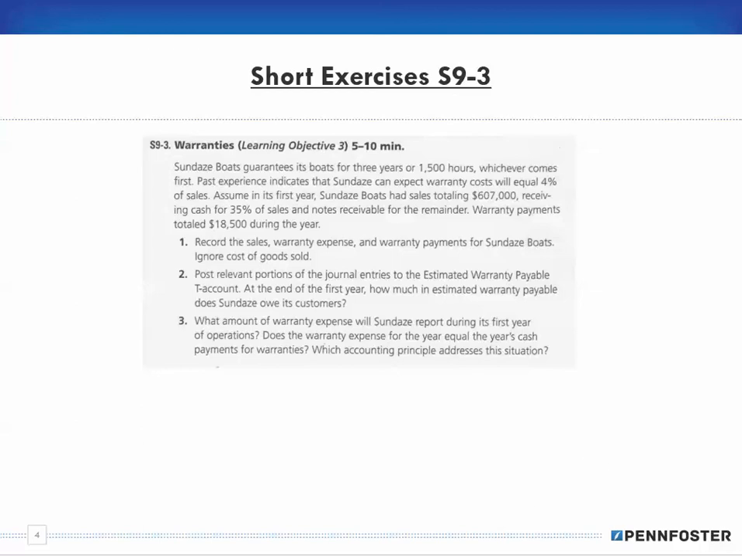Okay, so number 2 here says, post relevant portions of the journal entries to the estimated warranty payable T account. So let me create a T account here. Call it estimated warranty payable.